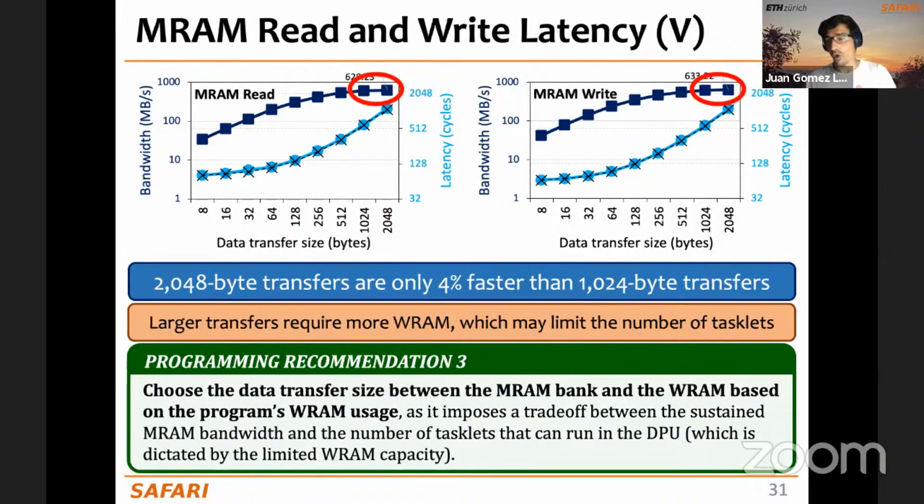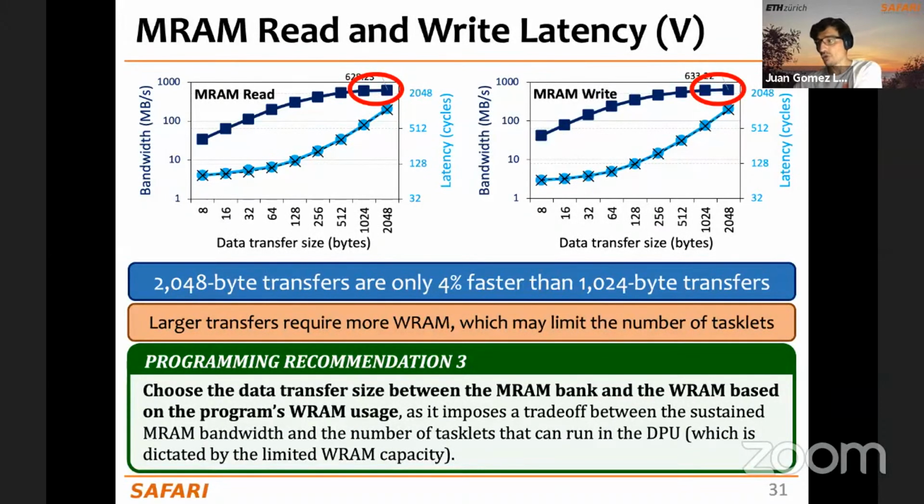So when bringing data from MRAM to WRAM, this is something to take into account. We don't want to reserve more WRAM than necessary, because this is going to reduce the number of tasklets that we can use. And one way of reducing the amount of WRAM that we need for each of the individual tasklets is by using smaller transfers.